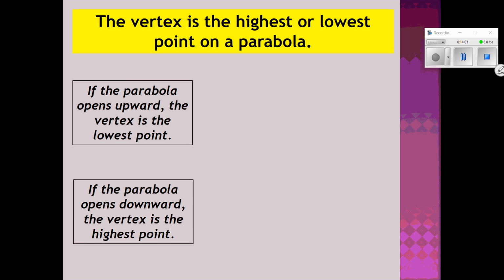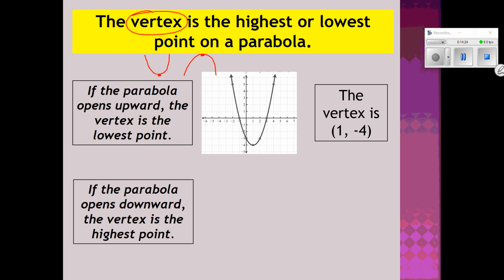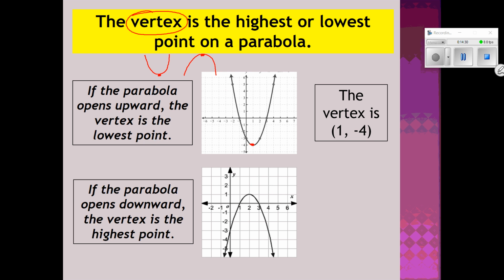The vertex is another word you're going to be hearing from a parabola. So when you have a parabola, the vertex is going to be either the very lowest point or the very highest point. Okay? Now, obviously, if it opens upward, the vertex is going to be the lowest point. This is the vertex. It's the lowest point of the parabola. If the parabola opens downward, obviously, this is the vertex. It is the highest point on it.